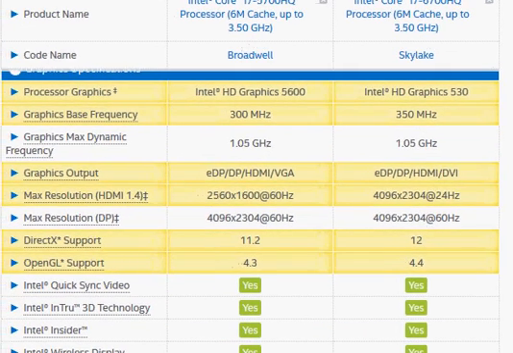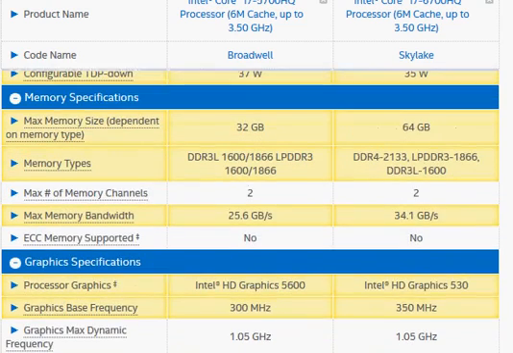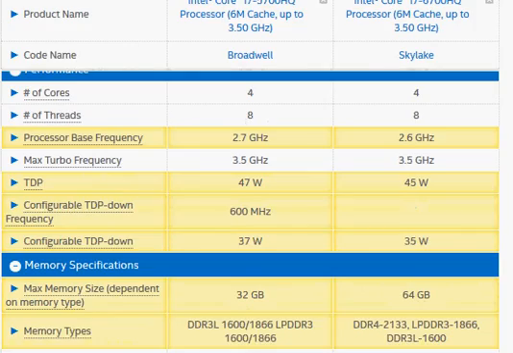It's possible that the notebooks that come with this Broadwell processor have an additional graphics chip on them. Both of them will combine to give you even better performance in gaming and all these things. If you are not into gaming, you get about the same performance from these two processors.